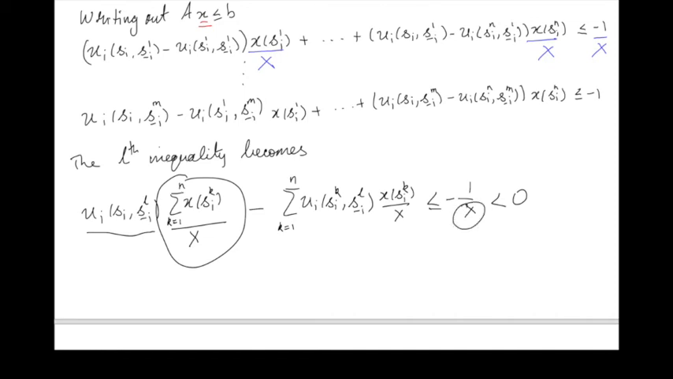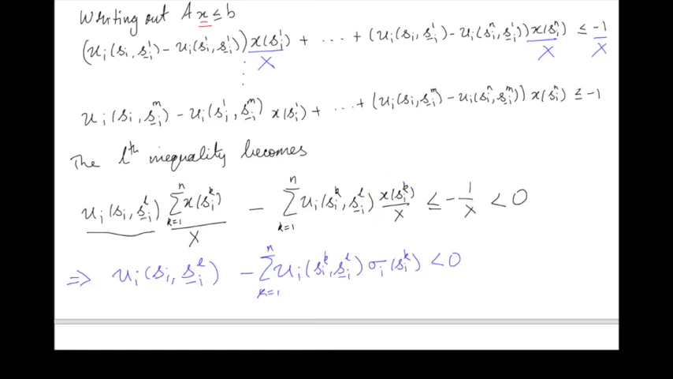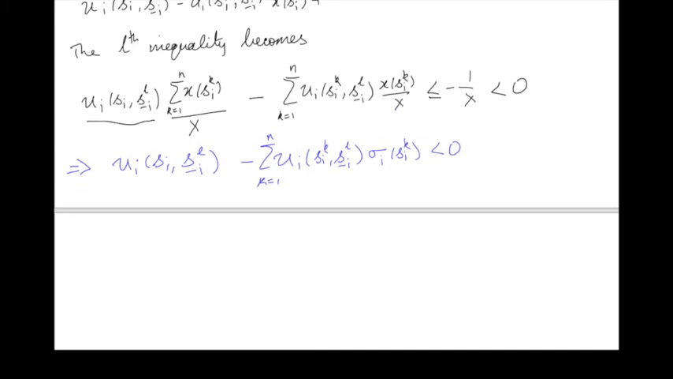Remember, x is a non-negative number, so -1 over x is a negative number. This guy right here is just sigma. This thing is just 1. So we get that the utility difference between playing strategy Si, or this is nothing but the expected utility from playing sigma I. Remember, this thing is just sigma I. And that's a negative number. So the utility difference between playing Si and the mixed strategy sigma I is negative.